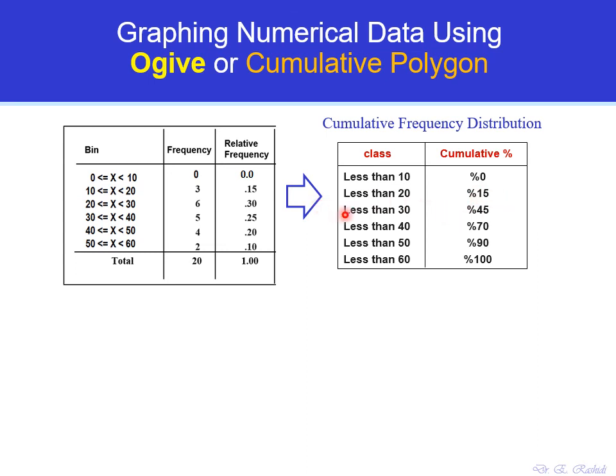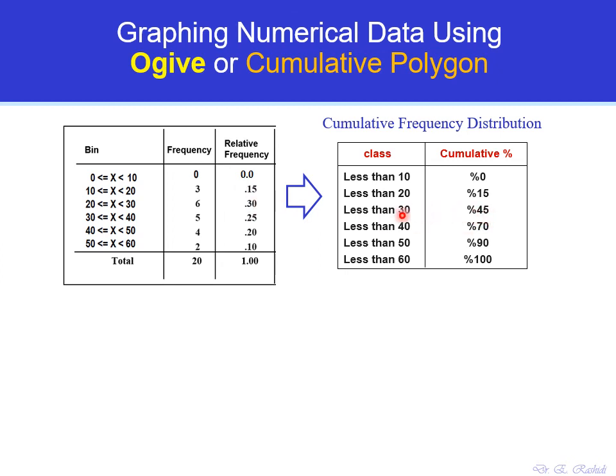Let's build the next one. Here we have between 20 and 30. We're going to have less than 30 in the cumulative frequency distribution, which includes between 20 and 30, between 10 and 20, and between 0 and 10. So it includes all of this. It's cumulative, it adds up. So the cumulative percentage would be 0 plus 0.15 plus 0.30, which is 0.45 here.